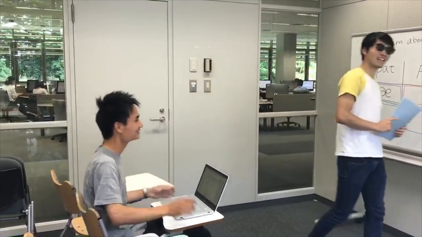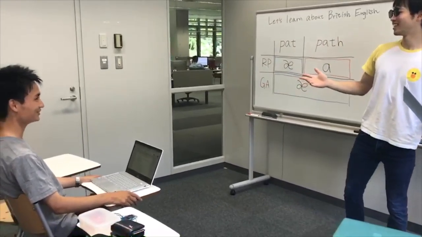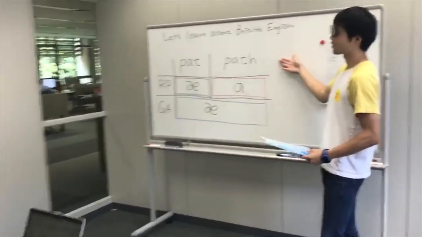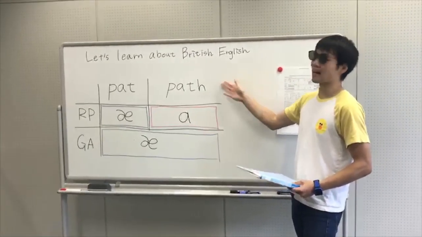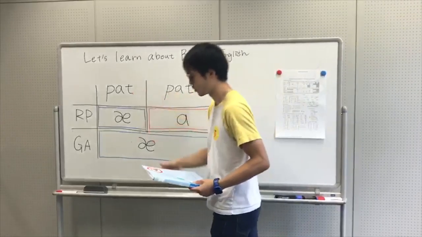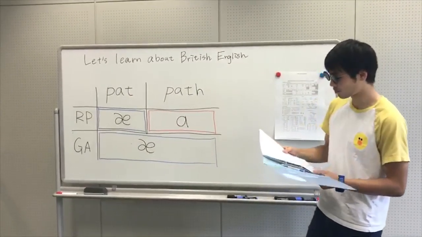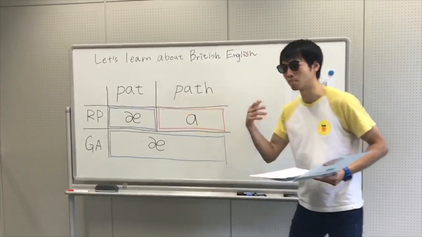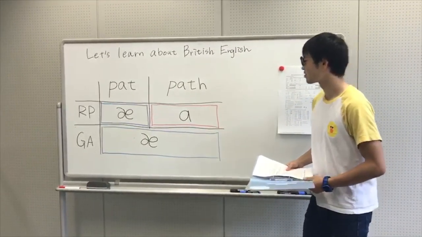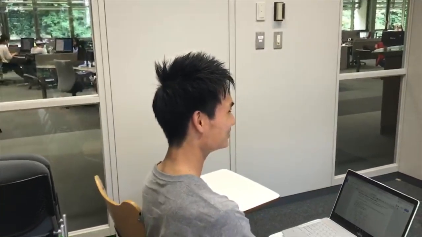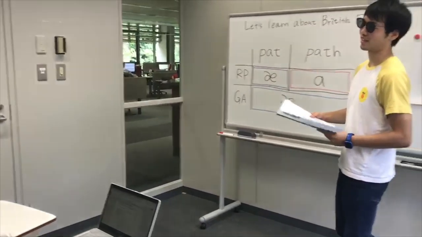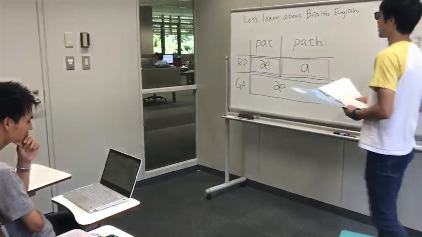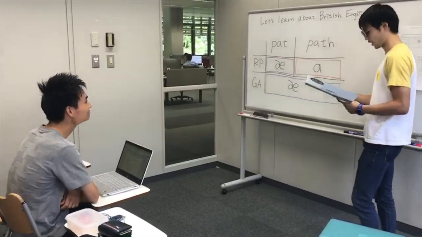Class, good morning. Oh, Etsuo, you got it right. All right, today we'll be learning about pat and path, the different vowels they use. Okay, so Etsuo, can you try pronouncing these two words in the British accent? Pat, path. You're doing the American accent, but it's okay. It's difficult and I'll teach you how to pronounce this correctly in British English.